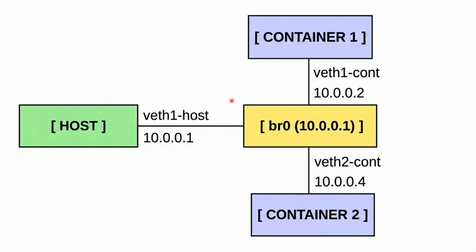Instead of that, it will be using a bridge or the virtual switch, and we are going to move the another end of the cable, which is from the host side, to the bridge. The bridge is the one which is responsible for establishing connectivity between the containers. So let's see in action how it works. Let's get back to the terminal.